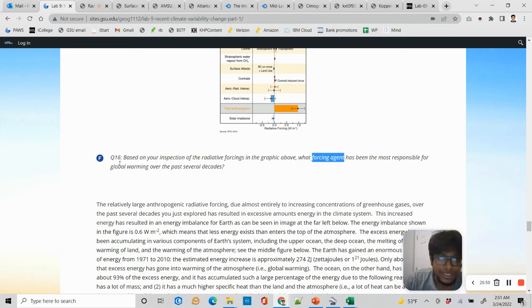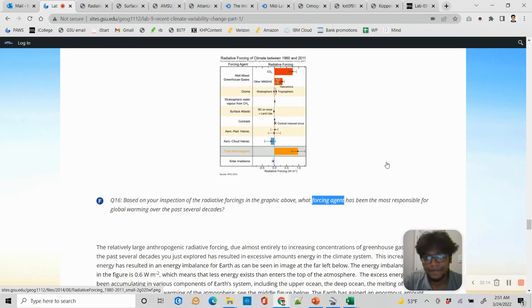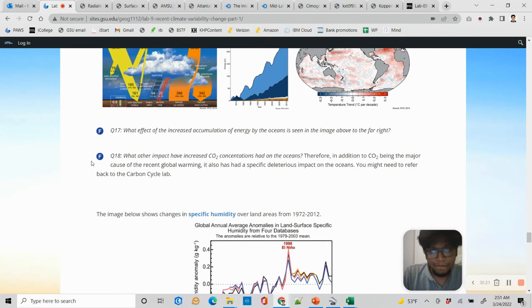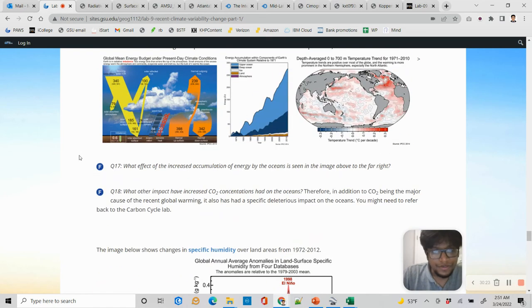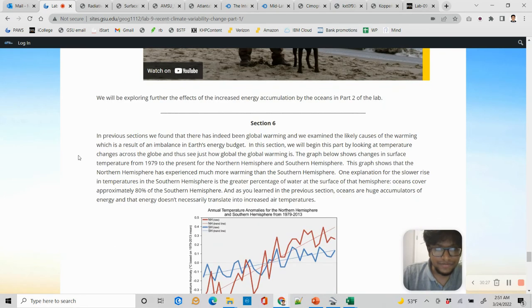So the question is, what forcing agent has the most responsibility for global warming over the past several decades? Answer based on your graph analysis. Answer the question about the forcing agent. So answer the name from here. Then there comes, let me see if I need to tell you anything specific about them here.